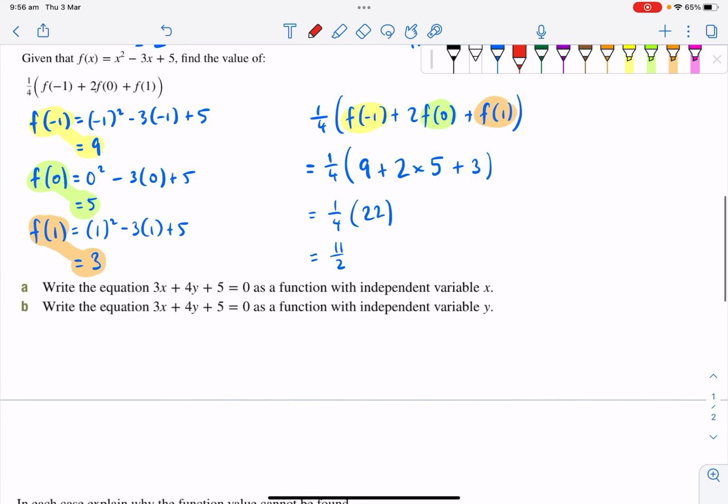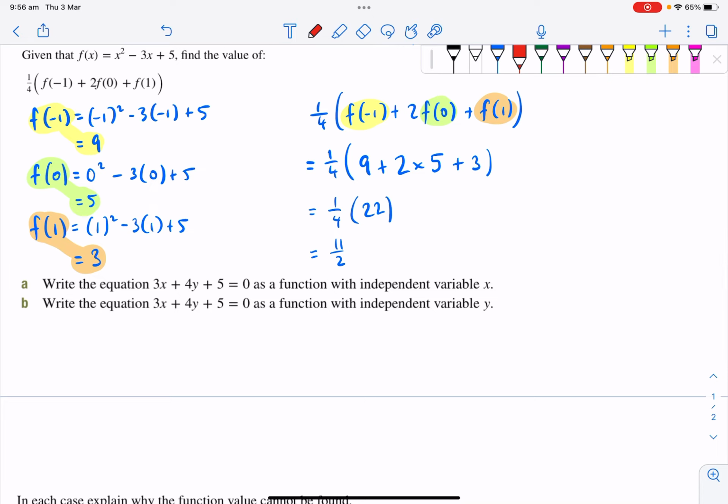I'll leave that there. Okay, write the equation 3x plus 4y plus 5 equals 0 as a function with independent variable x. Okay, so just to make things clearer, the independent variable is not the subject. So if that kind of makes sense.